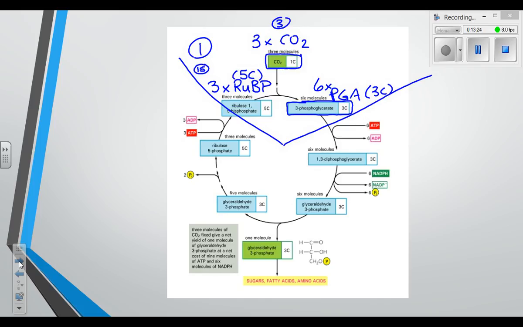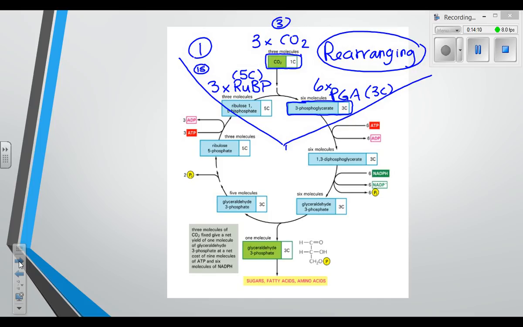So all I did in this first step was mix a bunch of molecules with carbon together and rearrange them. Instead of having 3 molecules that have 5 and 3 molecules that have 1, for a total of 18, I kind of split them up. And now I have 6 molecules that each have 3. So I have the same number of carbons, I've just rearranged them. So this step, if I had to give it a name, is the rearranging step. I'm adding CO2, it's coming in, the plant has absorbed it, and now we're just rearranging it into a different type of molecule.